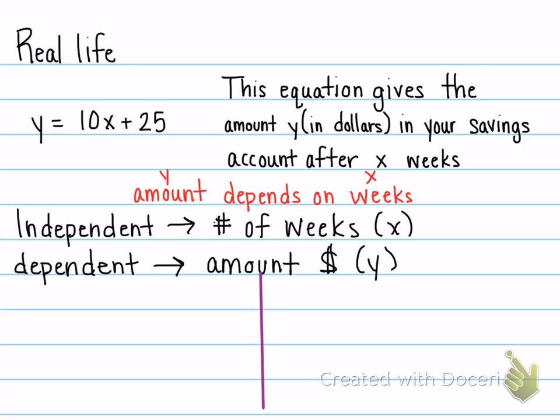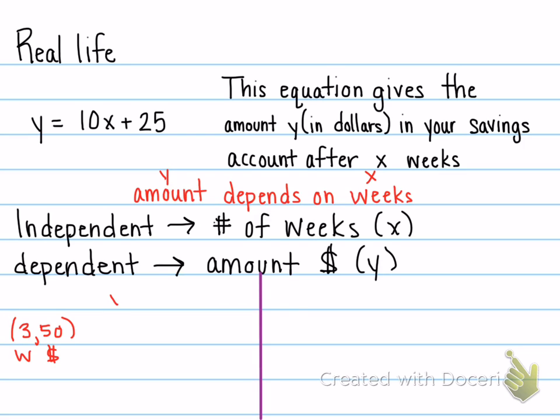I can say to you, will you have $50 in your account after 3 weeks? So basically what they're asking you in that case is, does (3, 50) make the equation true? Because 3 is weeks and 50 would be the money in your account. So this is how many weeks and this is how much money. And they want to know if that's the case.